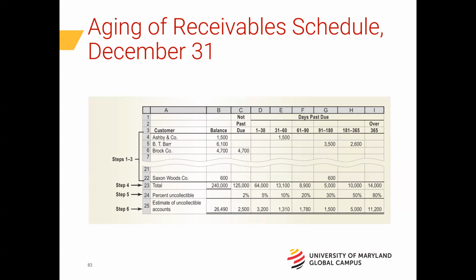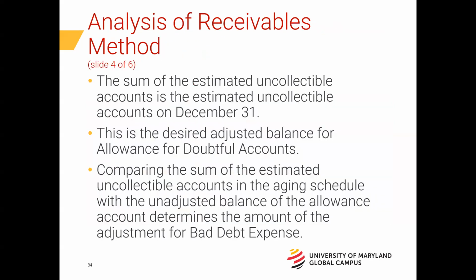61 through 90, we won't be able to collect 20% of that 8,900 balance. 91 through 180, we won't be able to collect 30% of that $5,000. 181 through a year, we won't be able to collect 50% of that $10,000 balance. Over a year, we won't be able to collect 80% of that $14,000 balance. And this is what attributes the estimation of our uncollectible accounts using the aging method.